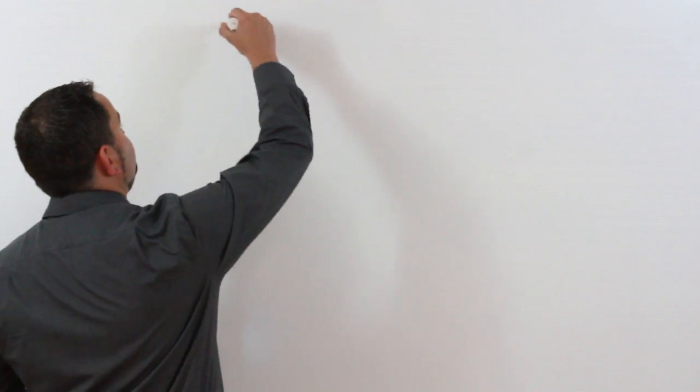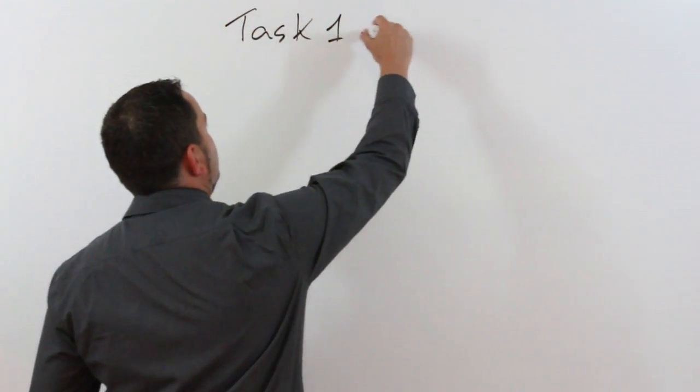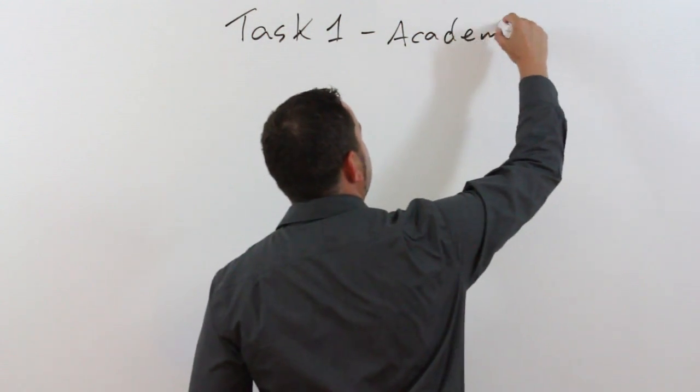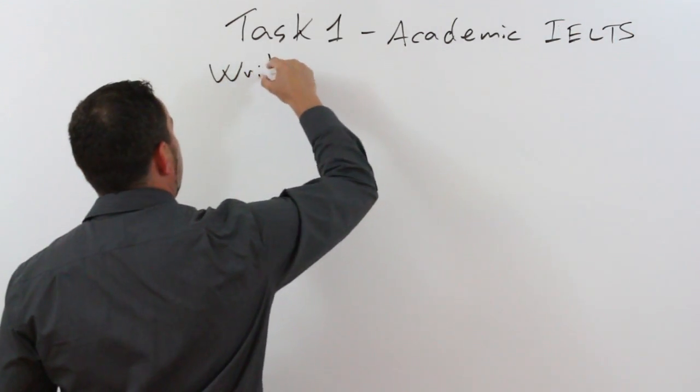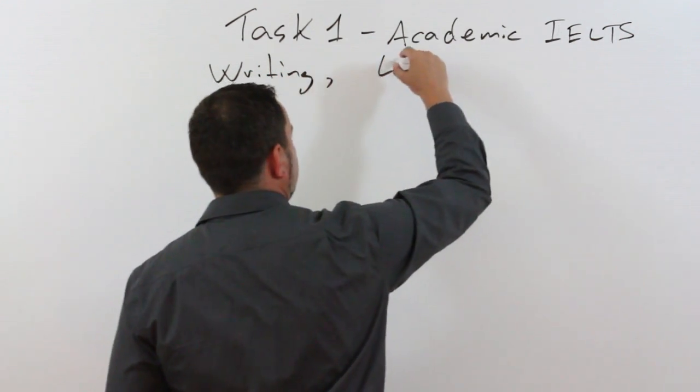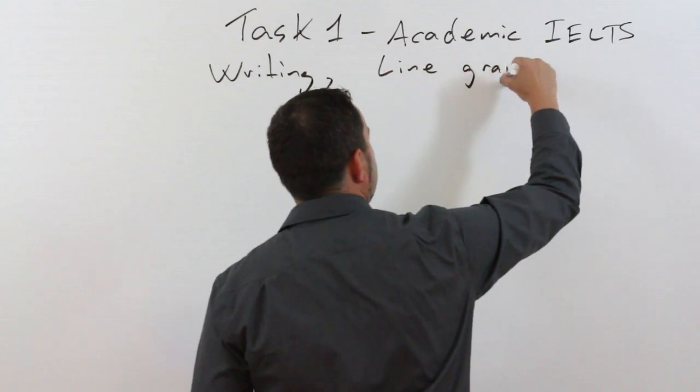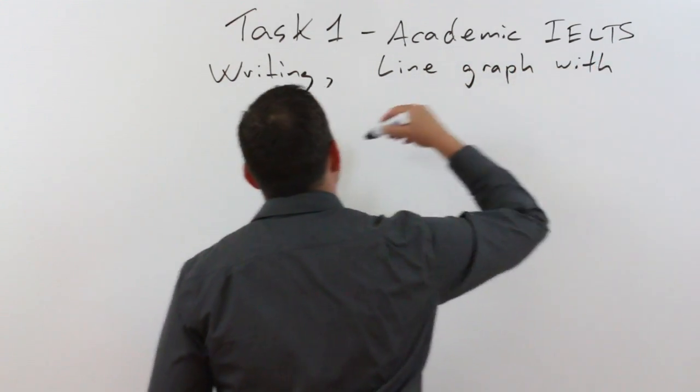All right. So again, this is Task 1, and I will be showing you the steps required for correct study at home, as well as correct steps during the test to get the best score possible. So Task 1, Academic IELTS Writing, line graph with table.